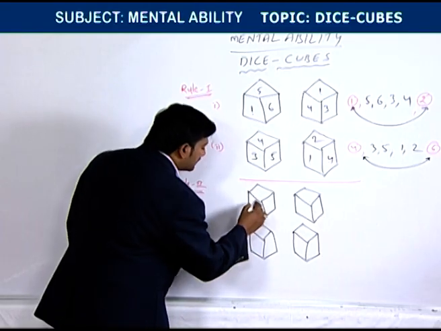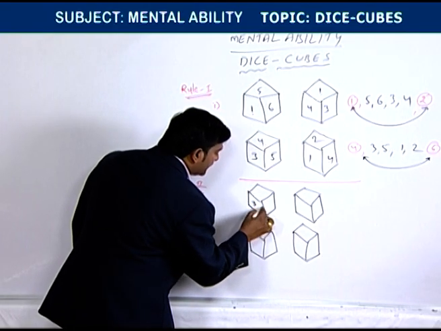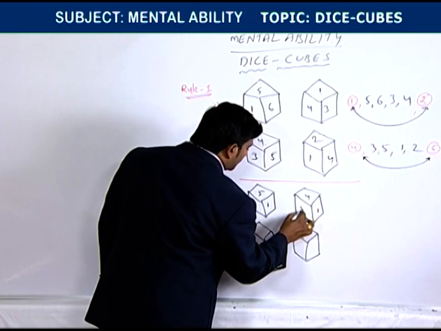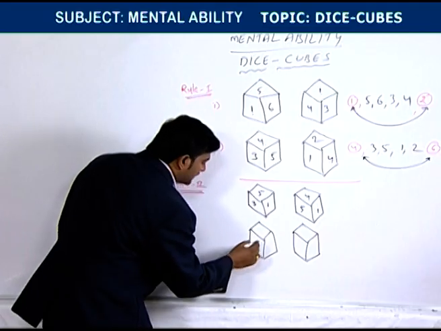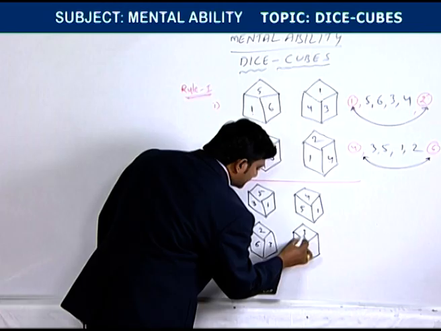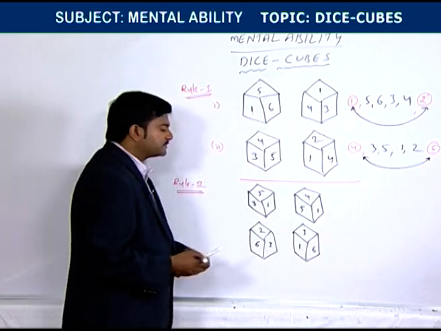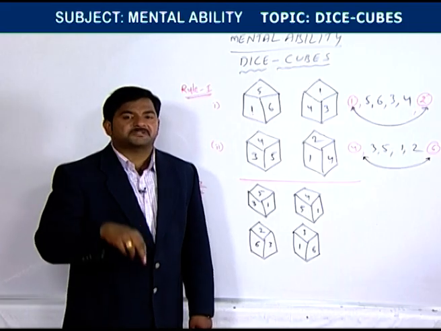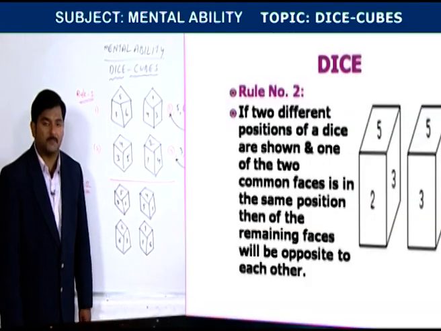So here let's say 3, 3, 1, 5. So here 1, 4, 5. Okay. So here I am taking 6, 3, 2. Here I am taking 3, 6, 1. Now observe here. In these two examples, in rule 2, two numbers must be common.